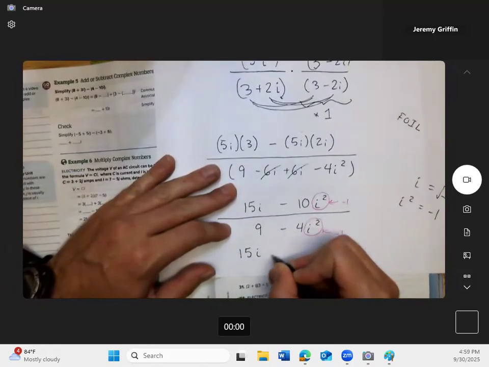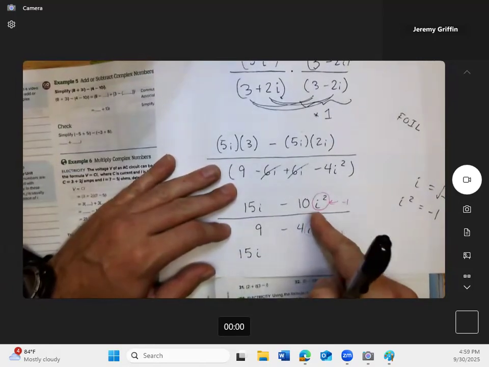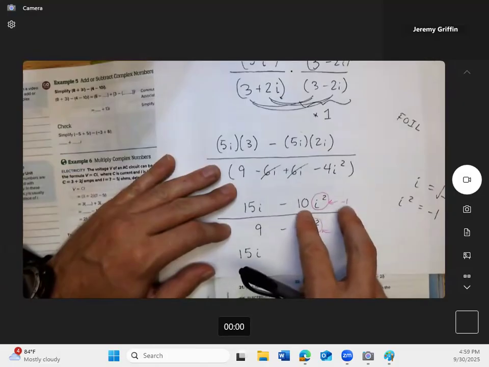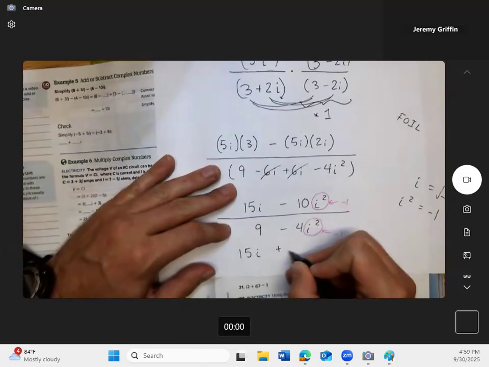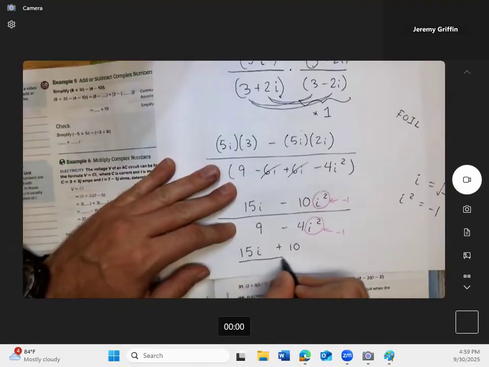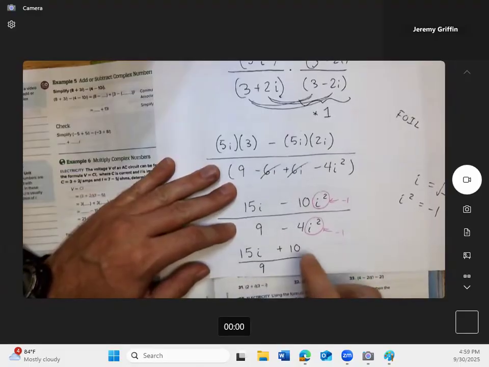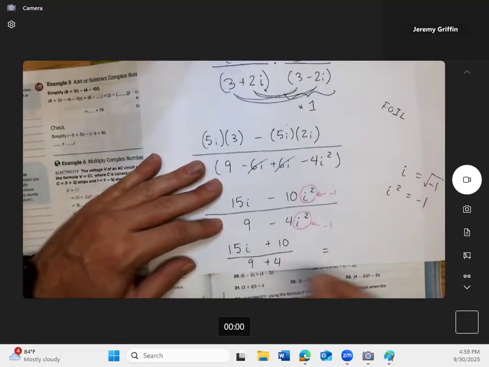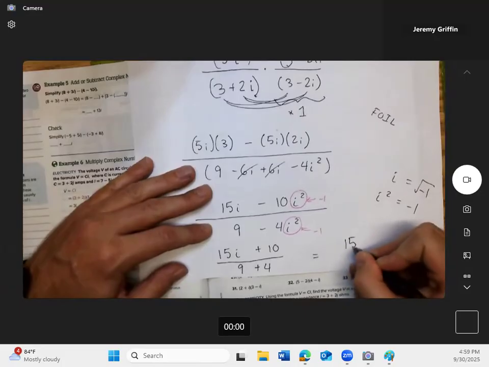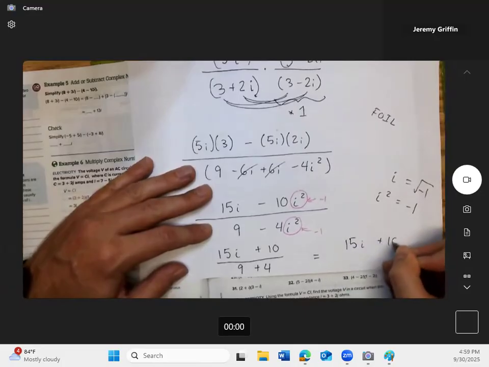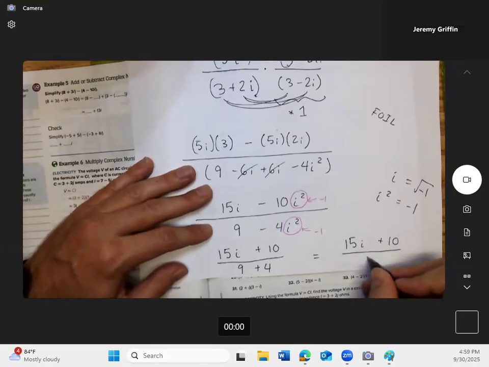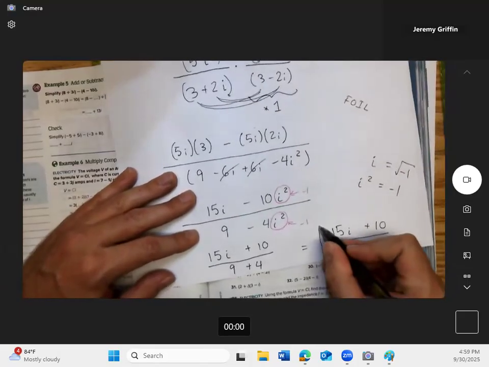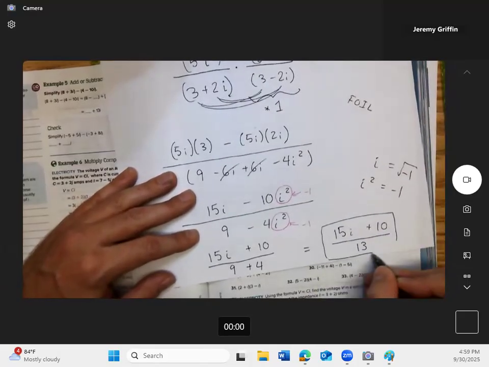15i, right? Now, 10 times negative 1 is negative 10. I'm subtracting that off, so it's plus 10. Then down here, I got 9, and then minus 4 times negative 1, so that's plus 4. Actually, one more step. I'll combine these two and make 13. So that's 15i plus 10, all collectively divided by 13. That should be the answer right there.